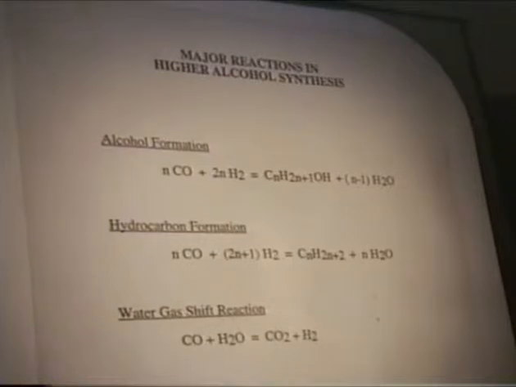Here are the major reactions that go on over the alcohol synthesis catalysts, which are relevant to the discussion this afternoon. The first, of course, is the alcohol formation from syngas. Notice that water is produced as a byproduct. The inefficiency in this reaction is the hydrocarbon formation. We do not want to do Fischer-Tropsch chemistry. We want to make the alcohols. But notice again that water is produced as a consequence of the Fischer-Tropsch chemistry.